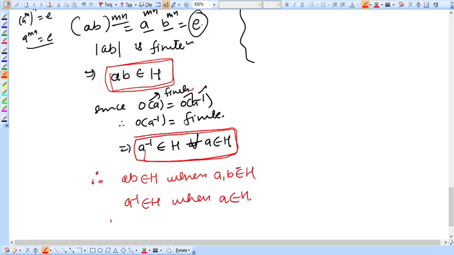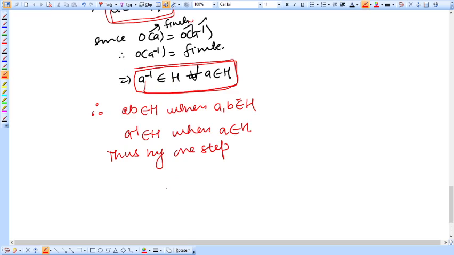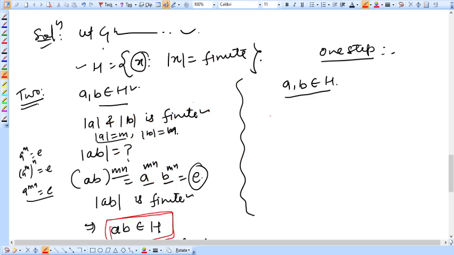So thus, by the two step subgroup test, H is a subgroup of G. So we have proved this by using the subgroup test. Now let us come to the second part.